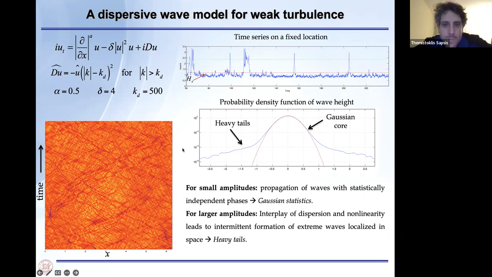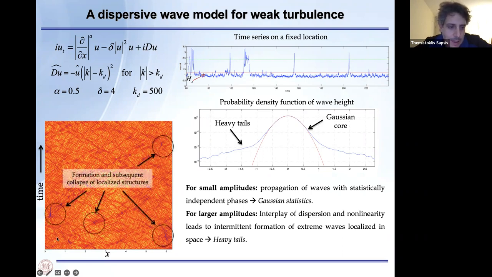And if you run this, this is a realization, right? This is space and time. And you see the extreme events that appear out of nowhere. And the goal is to identify the probability density function for this system. This is the PDF, just to give you a sense of what we are after.